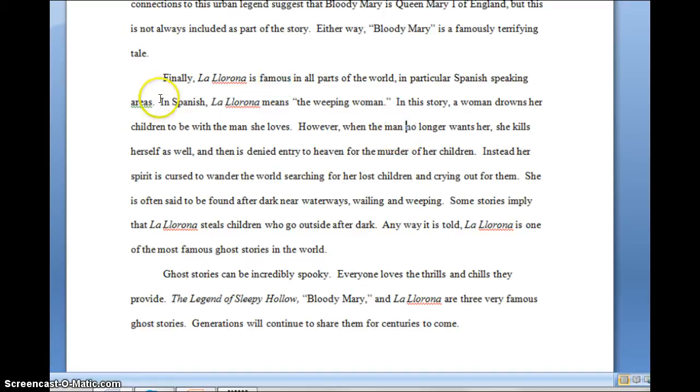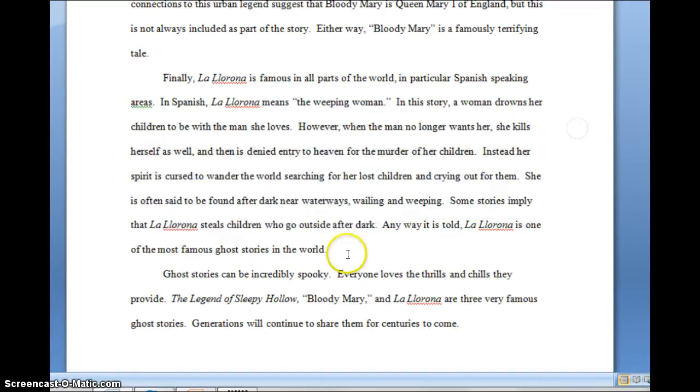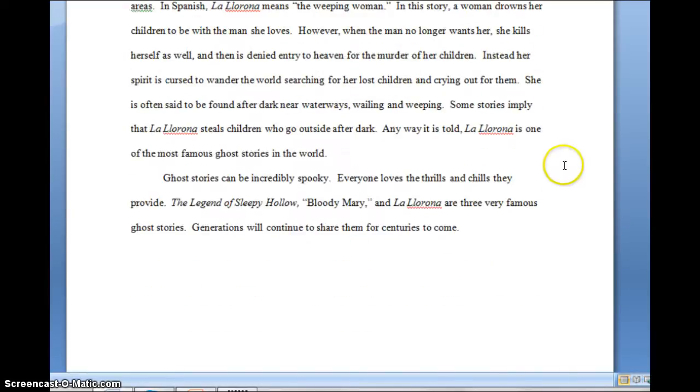And then we have our explanation of La Llorona in here, explaining it, giving examples, and we have our closing sentence. Any way it is told, La Llorona is one of the most famous ghost stories in the world. So again, we're just restating that topic sentence down here at the end, and in between those two, we are explaining whatever the point is.